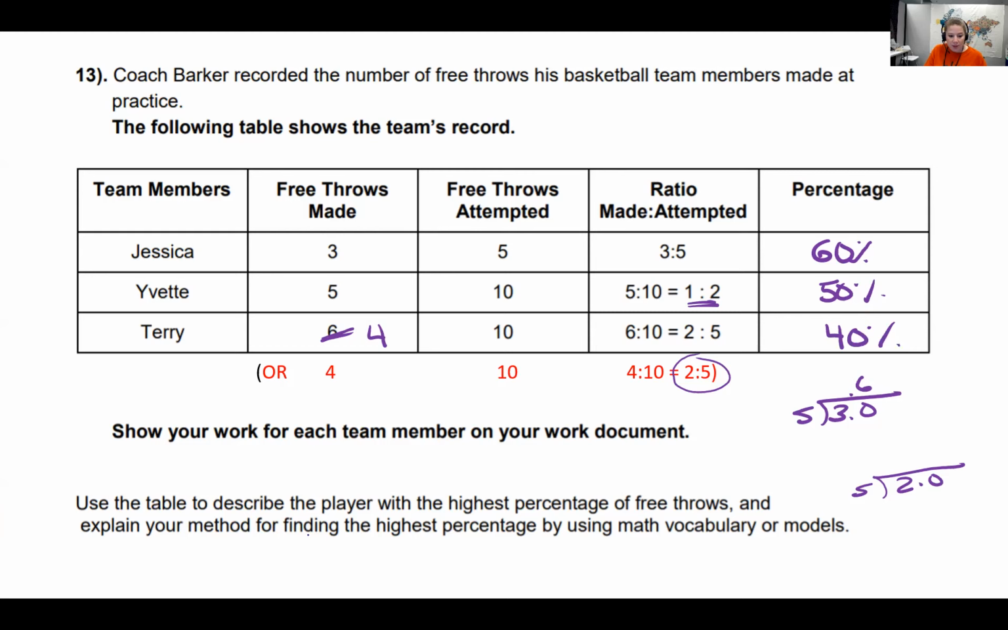It says use the table to describe the player with the highest percent of free throws and explain your method for finding the highest percentage by using math vocabulary or models. So I would say that Jessica had the highest percent of free throws made. And we figure that out by turning our ratios into percentages.